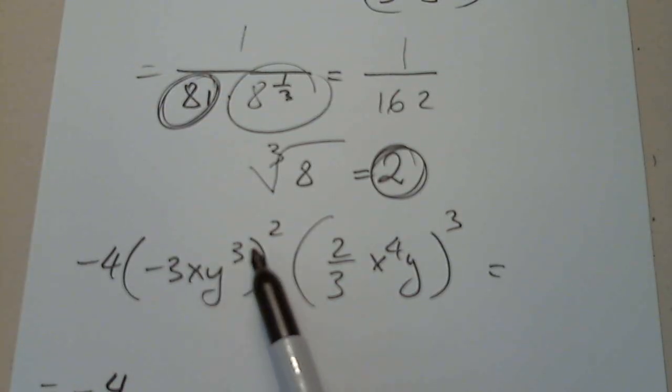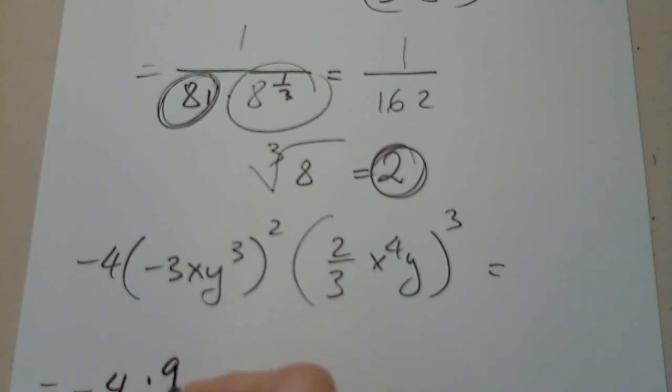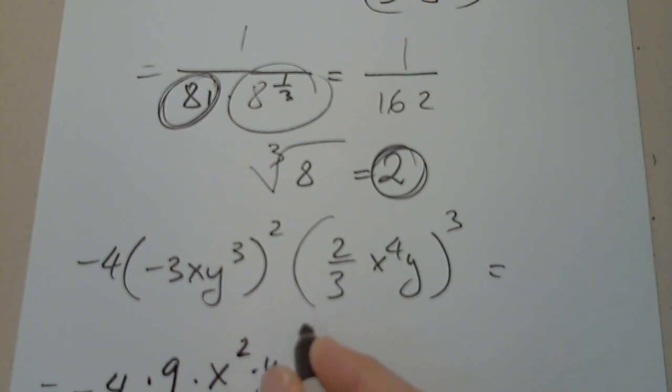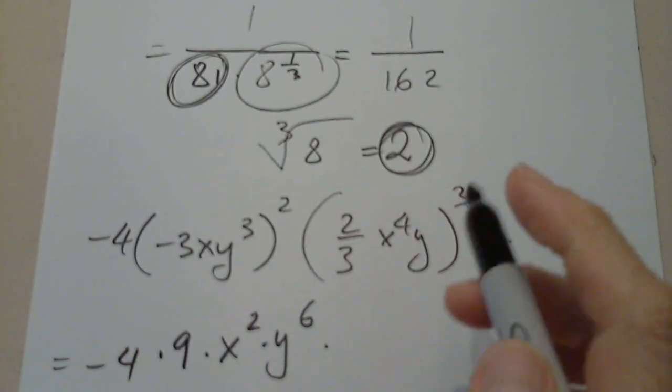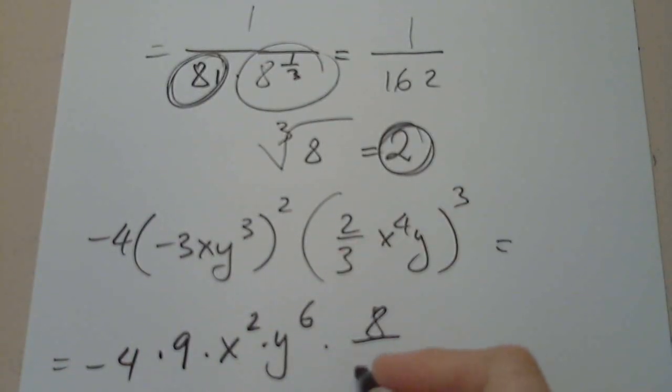Then we have to raise 3 factors to the second power. So this is 9, this is x squared, this is y to the sixth. Is this okay so far? Okay. Is it a yes? Yeah. Okay. So now we have 2/3 to the third. I raise 2 and I get 8. I raise 3 and I get 27.